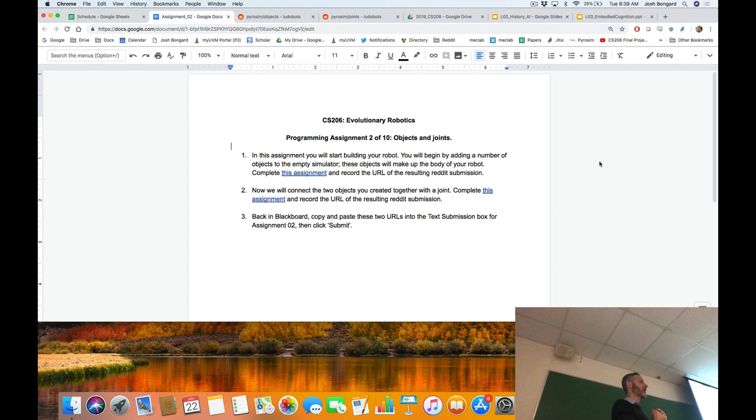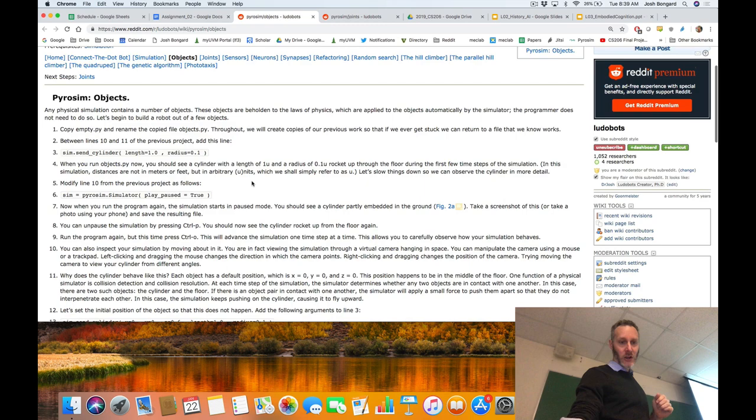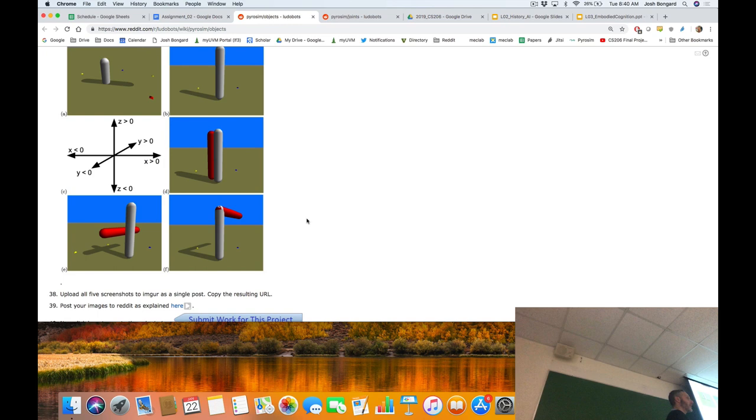Assignment 2, you're adding objects and joints. Which you can see here if we jump to the subreddit for a moment. At the top of the screen, you'll notice the assignments here, objects and joints. So at the end of the objects assignment, you should have two cylindrical objects that exist in your virtual environment. We're starting slow, so this is a good time to orient yourself literally and figuratively within PyroSim.